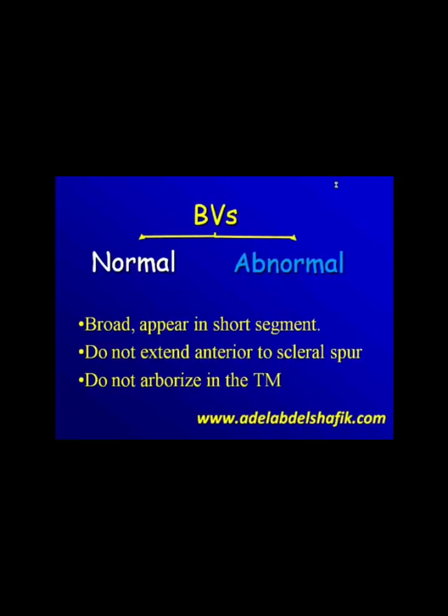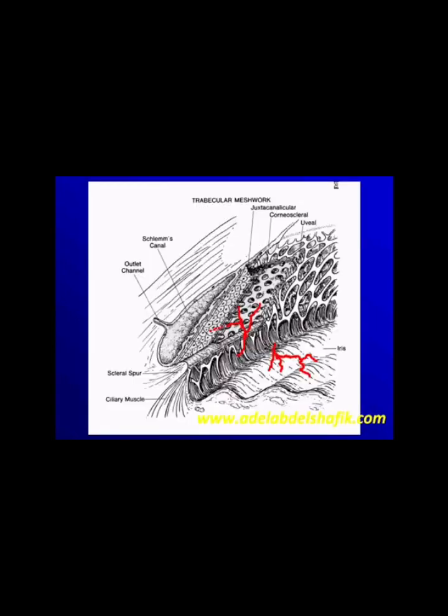I want to show you this video. Here we get a blood vessel. This is reddish. There's only one vessel seen here, almost at 12 o'clock position. This is the anterior ciliary vessel visible. So normal vessels are broad, they appear for a short segment, they do not extend anterior to the scleral spur, they do not arborize on the trabecular meshwork.